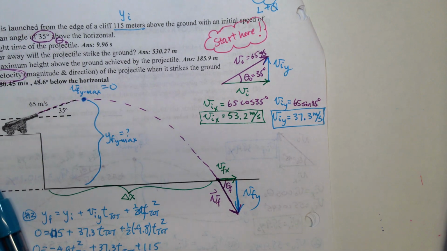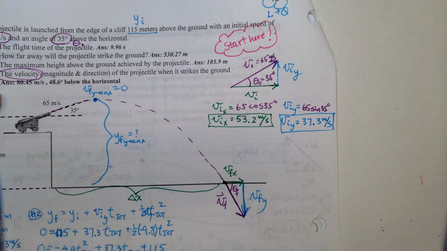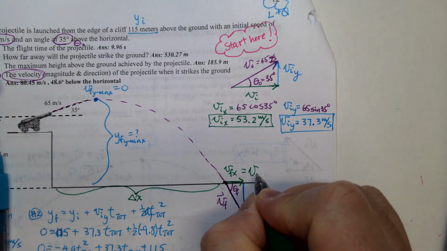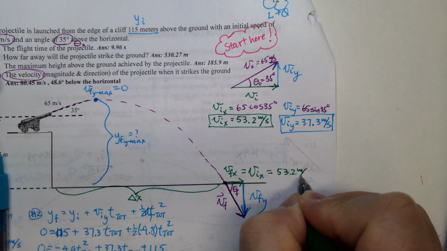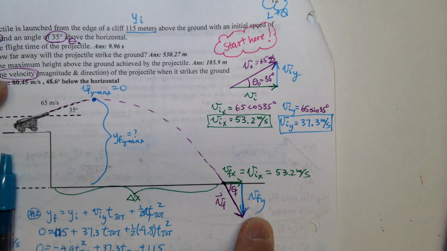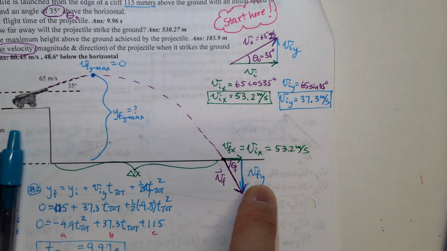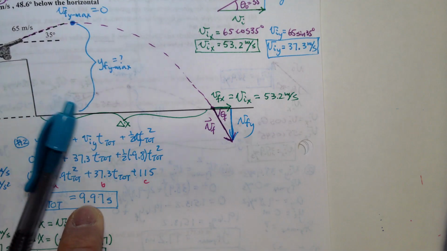How'd you get that? Yeah, because it's always going to stay at VIX. No matter what time it is, my x velocity will always remain the same as my VIX, which is 53.2 meters per second. Good. However, my VFY will change depending on what time it is. So we better find this VFY using my total time, which is 9.97 seconds.